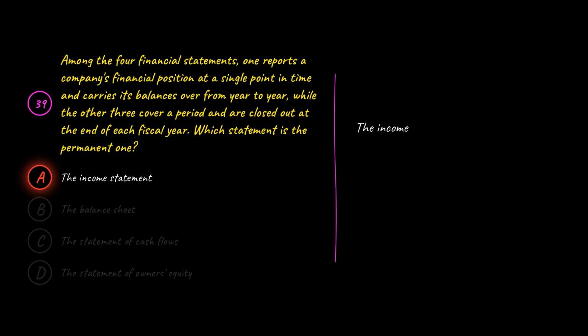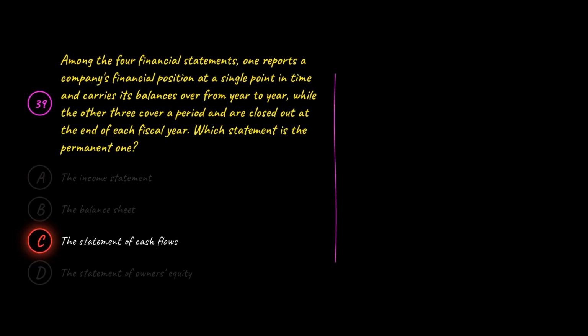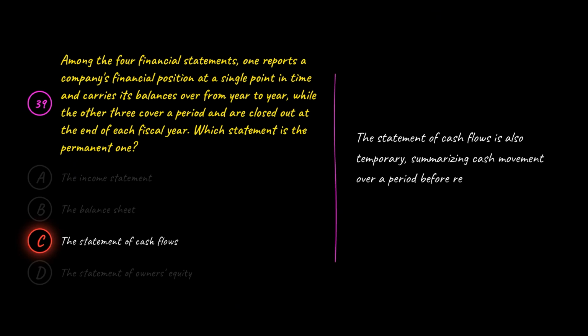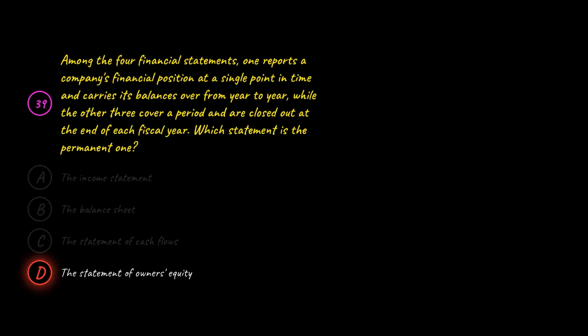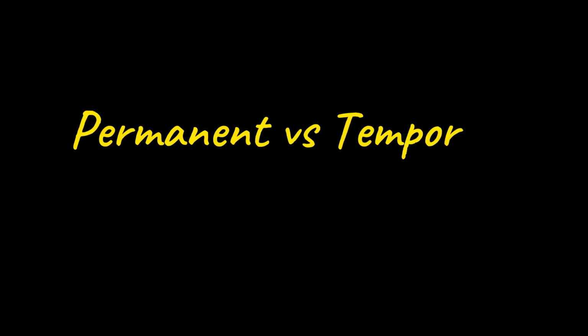A is wrong because the income statement is a temporary statement covering a period of revenues and expenses, and it is closed out each year. It does not carry balances forward like the balance sheet. C is wrong because the statement of cash flows is also temporary, summarizing cash movement over a period before resetting. It is not the permanent point-in-time statement. D is wrong because the statement of owner's equity is temporary as well, showing changes in equity across a period. Only the balance sheet is permanent.